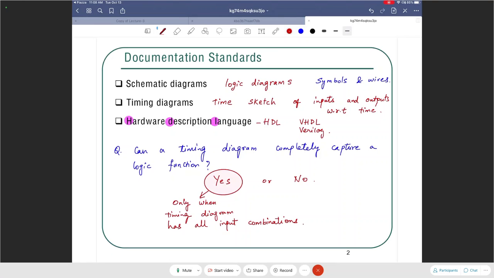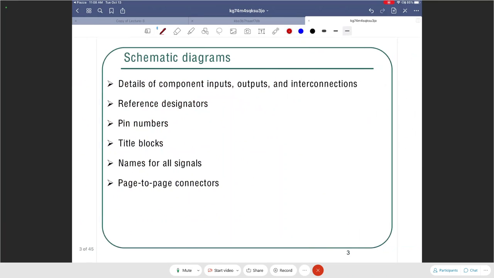So that's documentation standards. Now, in terms of schematic diagrams, there can be a lot of information that could appear on the schematic diagrams. That can include details of components, reference designators, the pin numbers, an optional title block, names for all signals. And then if your design is going to multiple pages, then you need to have page-to-page connectors.